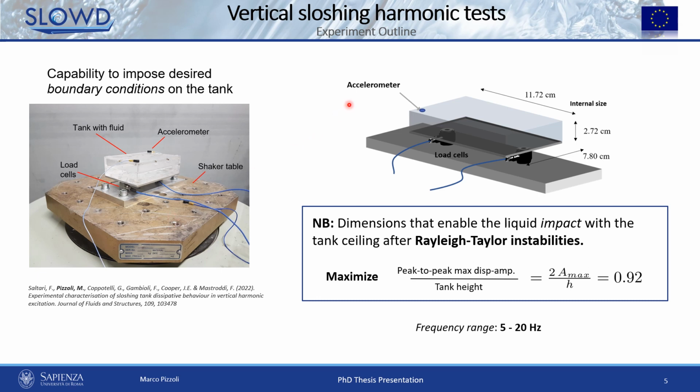Accelerometers and load cells were appropriately placed on the setup so as to measure both the imposed motion and the impact forces, thus the sloshing forces. The size of the tank was chosen according to the limitations of the shaker and to the need to trigger Rayleigh-Taylor instabilities, and so to get impacts.